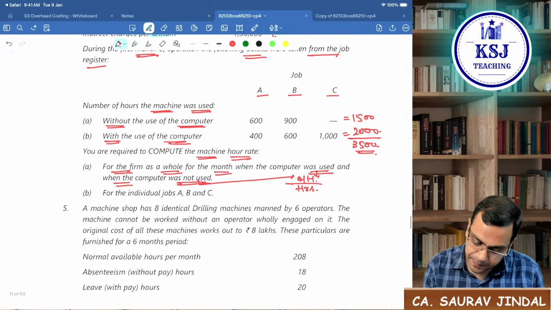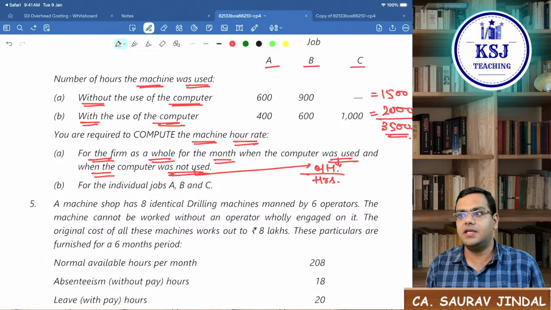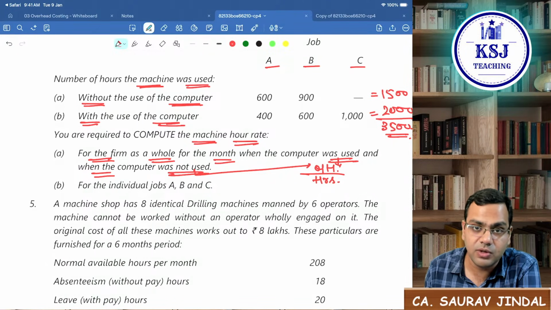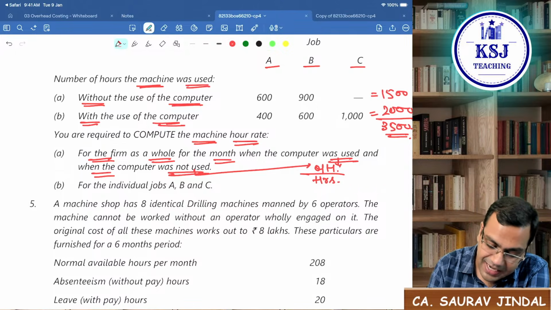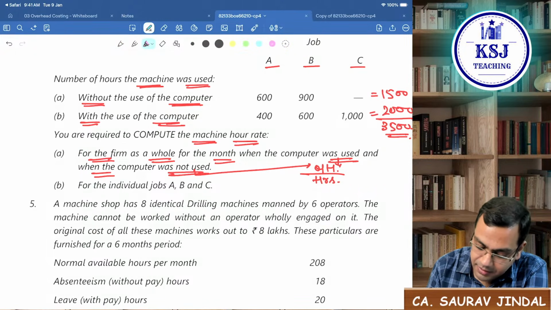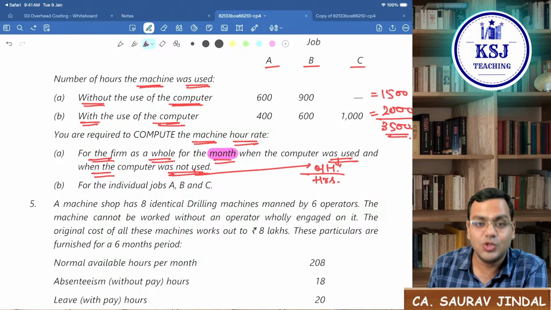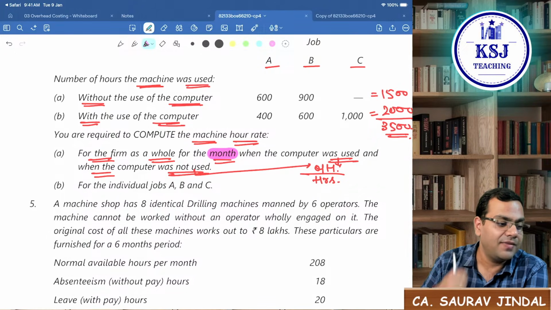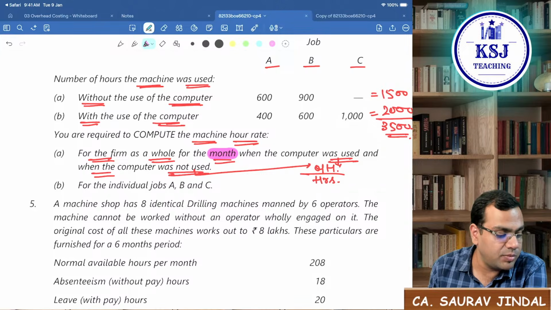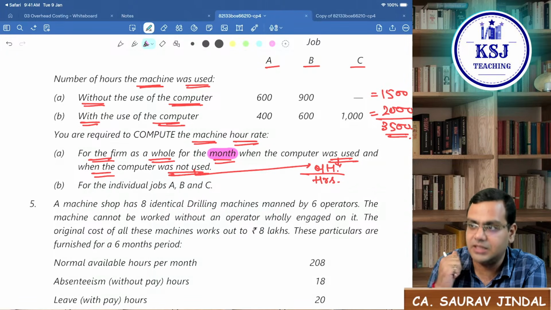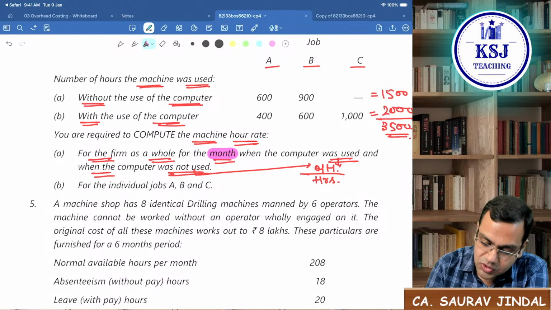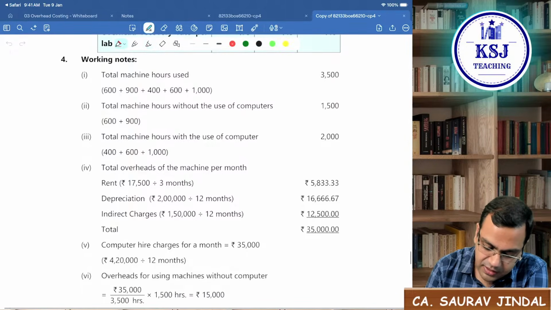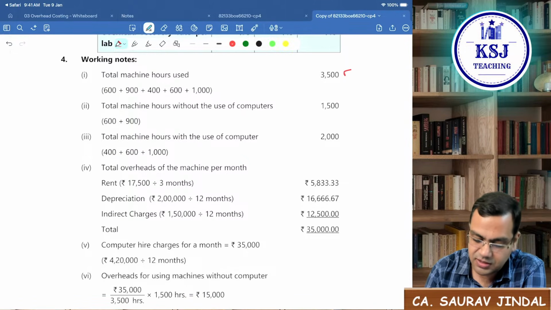Now see the requirement very carefully. They say compute the machine hour rate for the firm as a whole for the month. So that means the calculation is to be done for 1 month. That means all the overheads are to be converted to 1 month. Clear? So that is what they have done here. Total machine hours used 3500.